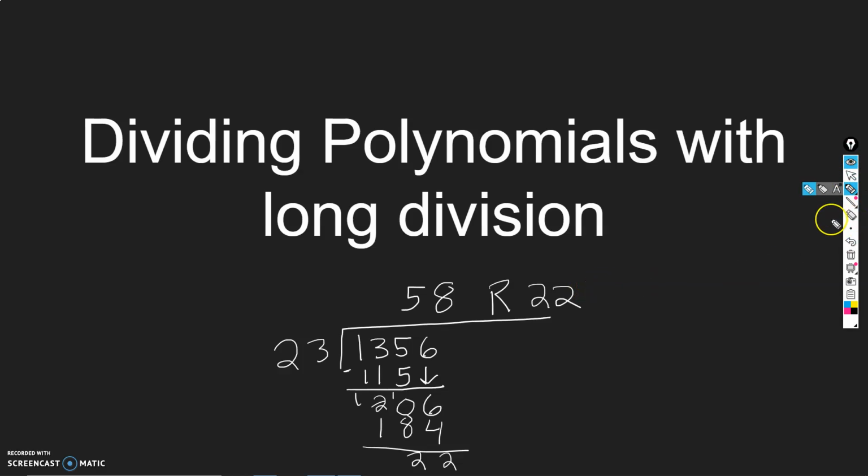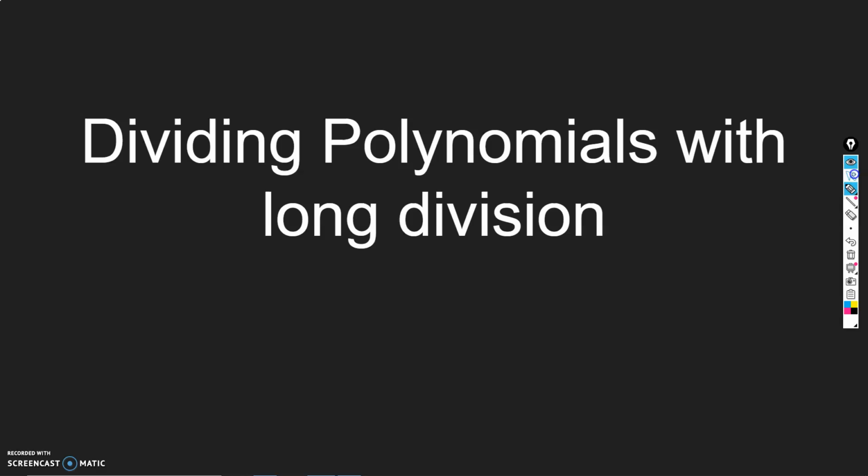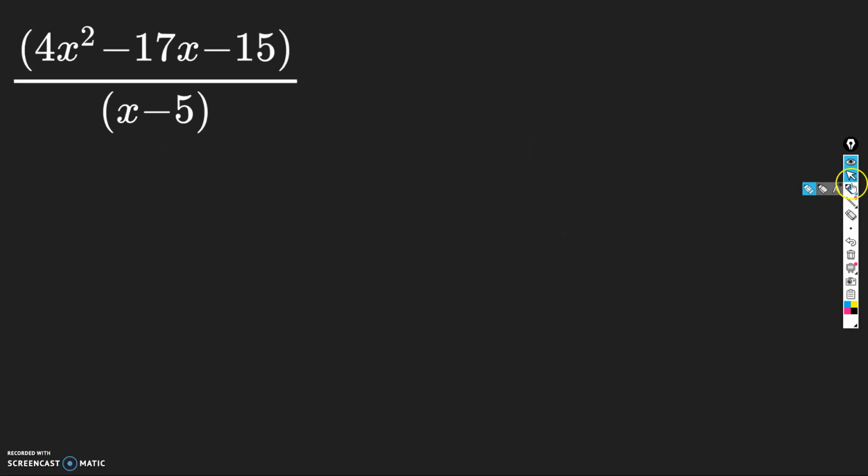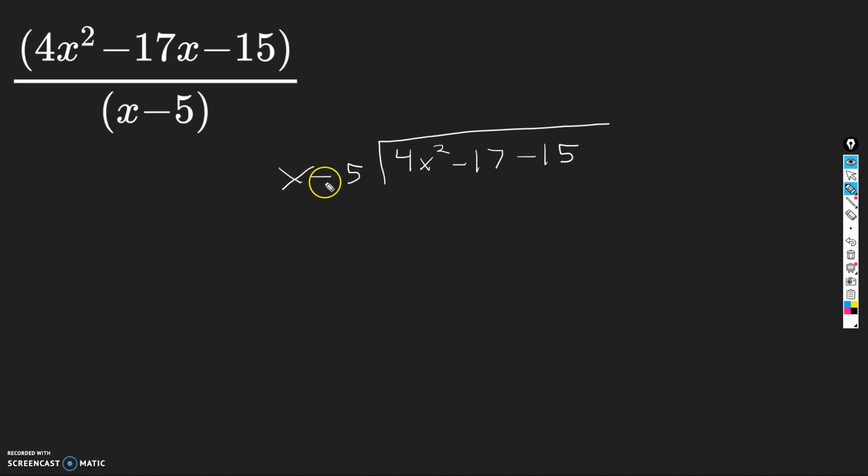So overview of long division done. Now, how do we use that same concept and do it with polynomials? Well, let's set up the polynomial. So x minus 5, we're dividing that into 4x squared minus 17x minus 15. Always numerator divided by denominator, so the denominator goes out here in front. Now for polynomials, we only care about the leading term. In other words, x. So how many times does x go into 4x squared?